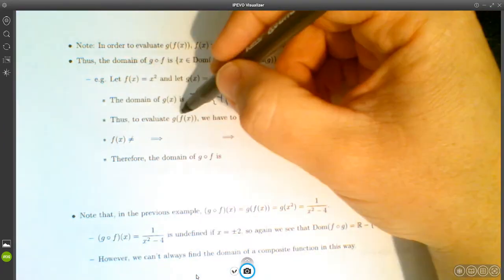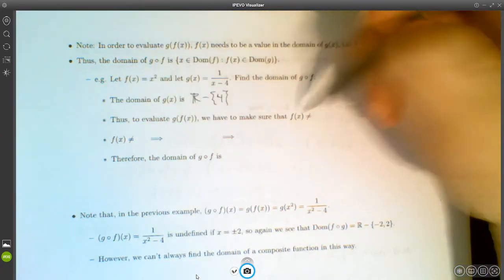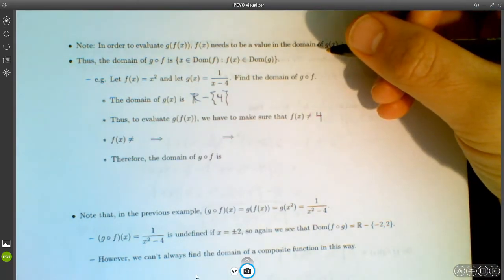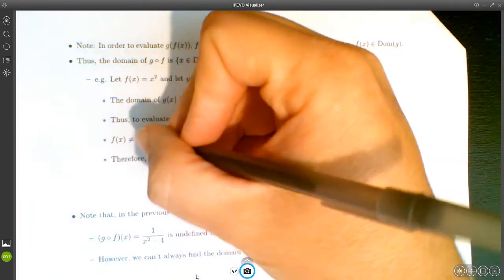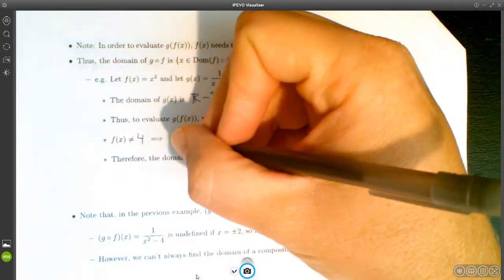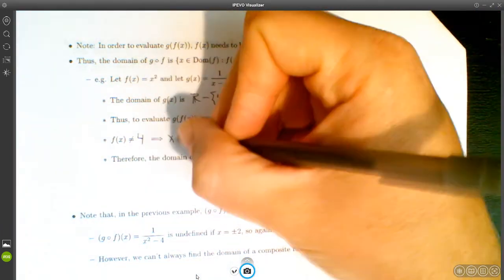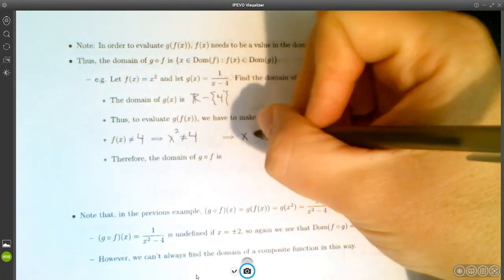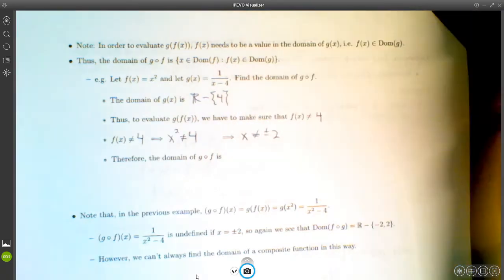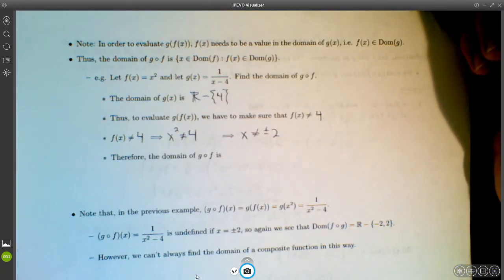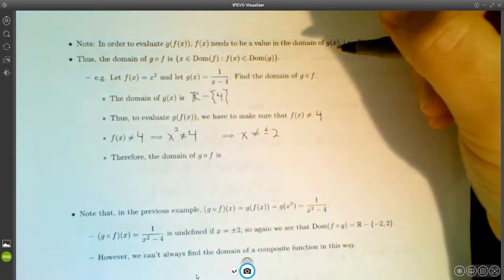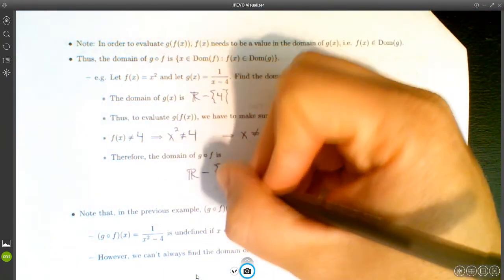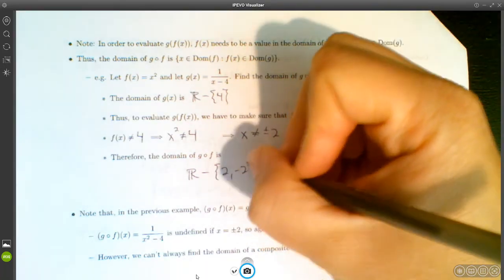So therefore, to evaluate g of f of x, we have to make sure that f of x is not equal to 4. Now, f of x was x squared. So that means that x squared cannot be 4, which means that x cannot be plus or minus 2. Therefore, the domain of g of f is all real numbers except for 2 and negative 2.